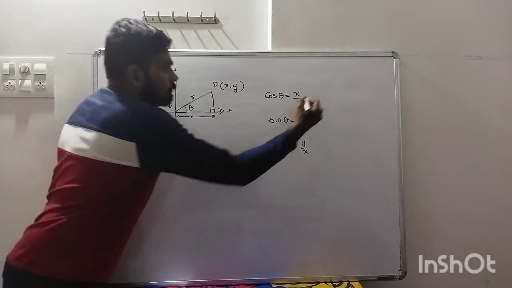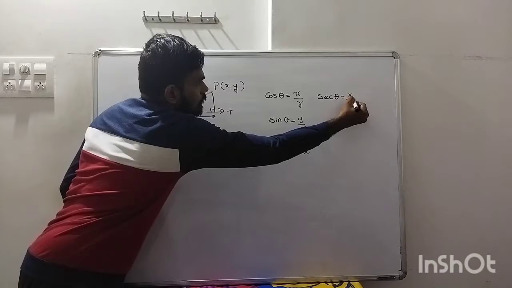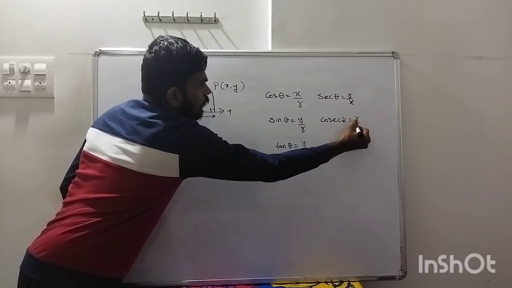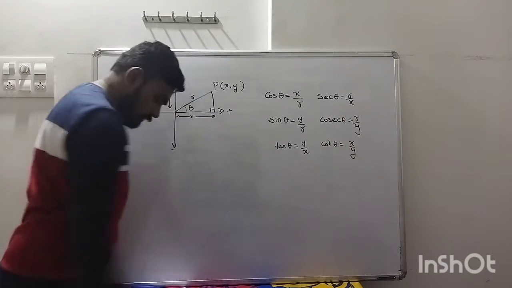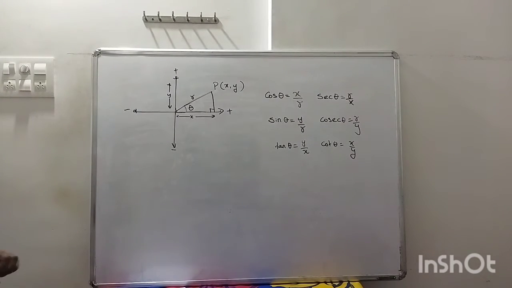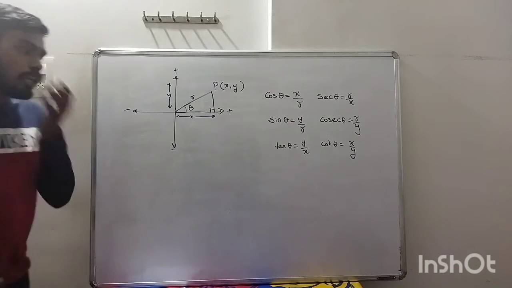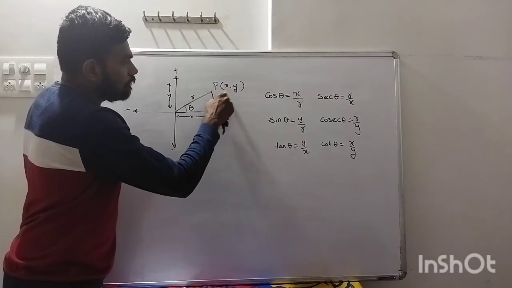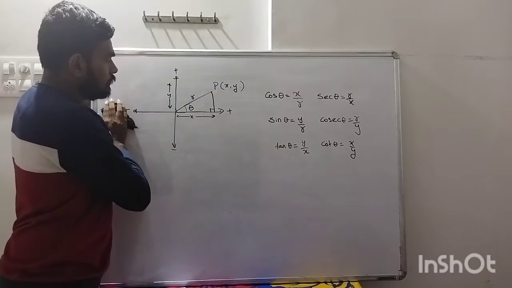Similarly, if you want to write reciprocals, the reciprocal of cos will be sec theta, which is r upon x. Cosec theta is r upon y, and cot theta is x upon y. Understood? So this you have to remember. And remember, this x and y you have to take. Don't take the length. You have to take the point. Okay, x and y. Understood?